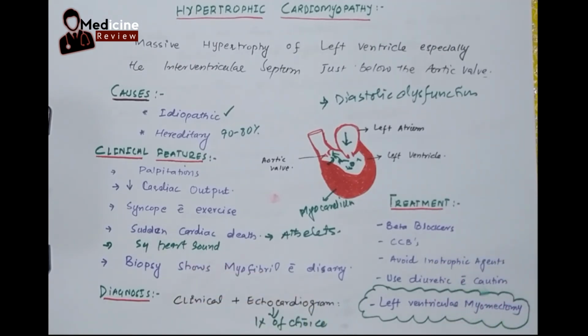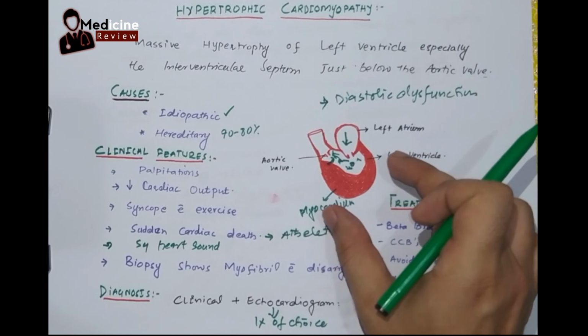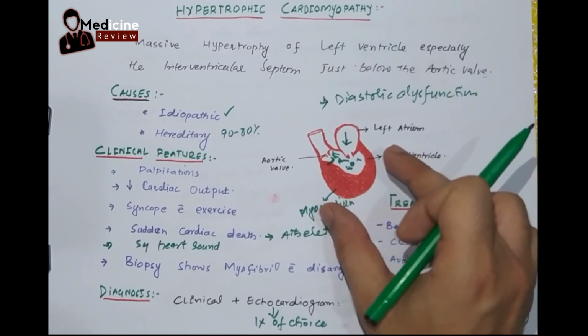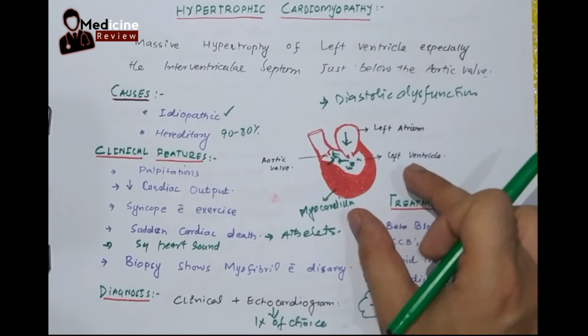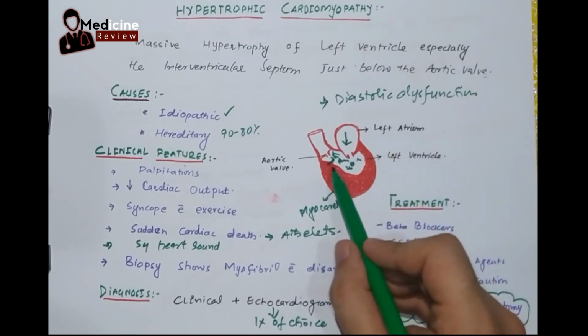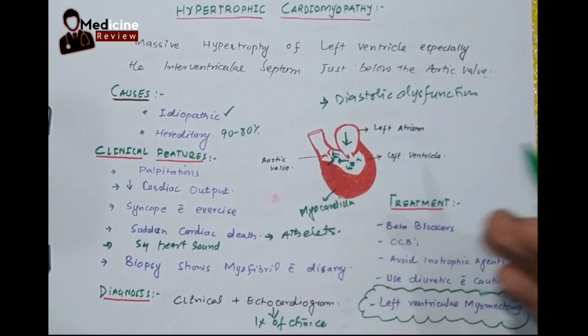If we look at the treatment, we can give a beta blocker. The beta blocker can reduce the workload on the heart. Calcium channel blocker works by the same mechanism. Avoid inotropic agents like digitalis or digoxin. This is very important. If you give an inotropic agent in such a patient, it increases the heart contractility, but when the myocardium of the left ventricle contracts, it still blocks the way for the aortic valve. So it will still decrease the stroke volume.